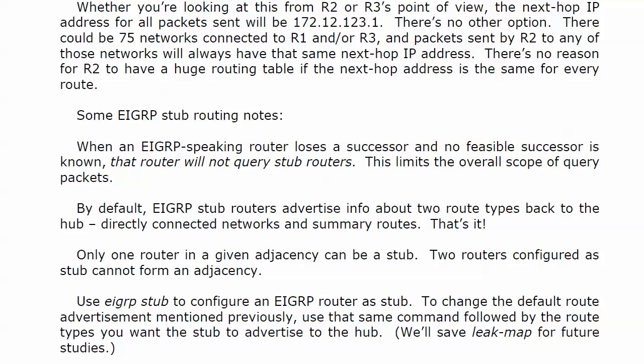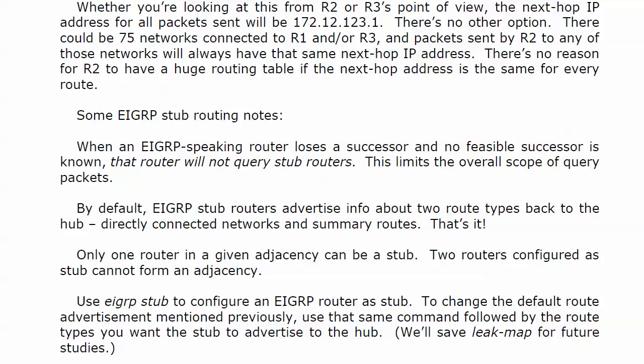The router that lost the successor starts sending DUAL queries out to its neighbors saying, hey, do you have this route that I just lost? Well, that router will not query stub routers. So that knocks back on our traffic already, and it does limit the overall scope of query packets. Now, by default, EIGRP stub routers advertise information about 2 route types back to the hub: directly connected networks, and summary routes. That's it. Directly connected networks and summary routes.